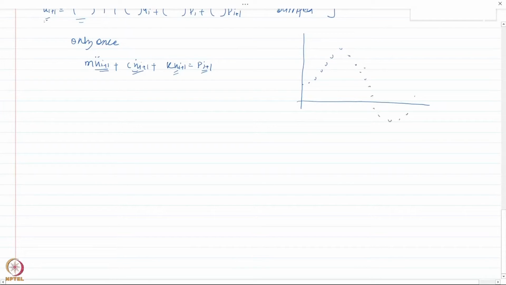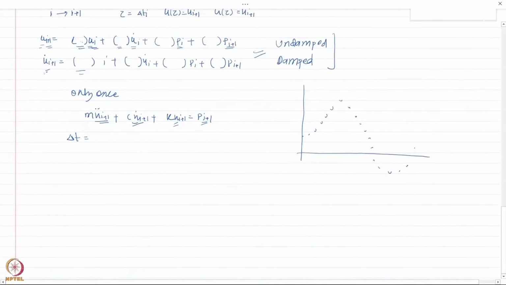How closely these points are separated depends on the time step that you choose. We have considered a constant time step, but remember it doesn't have to be. Even if the time step is changing, you can still find the response using the same method. The only thing is that in that case, all these constants would need to be calculated at each and every step, because if your delta t is changing, then these constants would be changing.